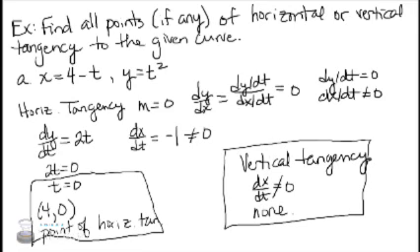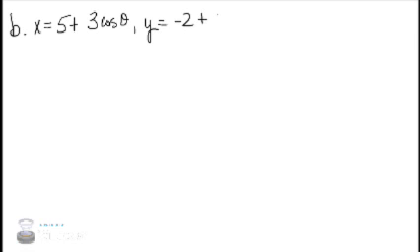Okay, let's look at another example. Part B, same instructions: find all the values at which we have horizontal or vertical tangency. We have x equals 5 plus 3 cosine theta, and y equals -2 plus sine theta. We're only going to consider values of theta between 0 and 2 pi, because it's going to repeat after that.